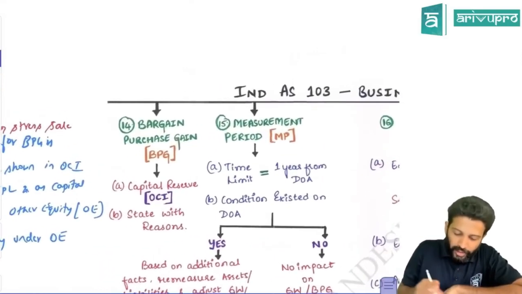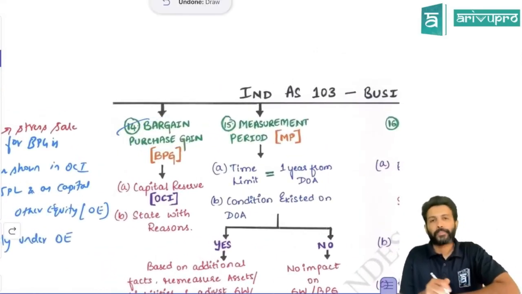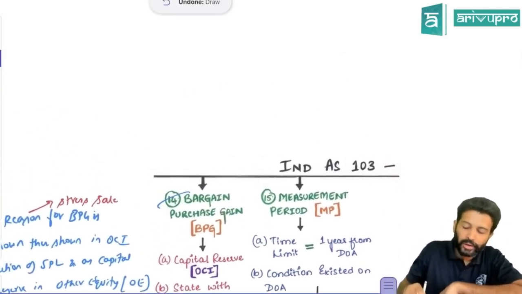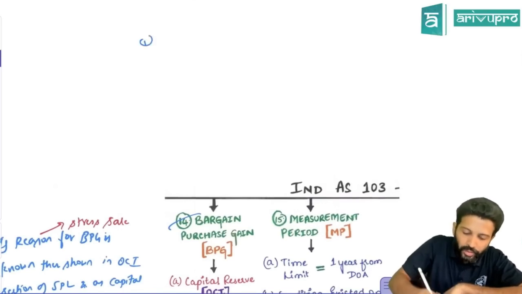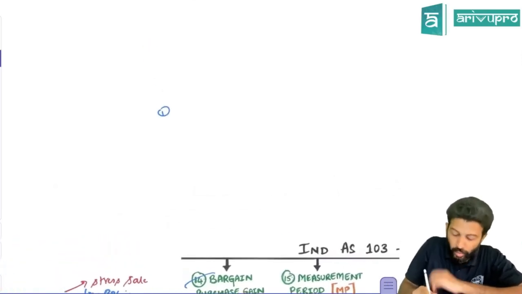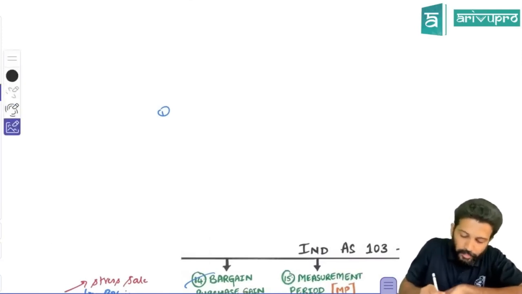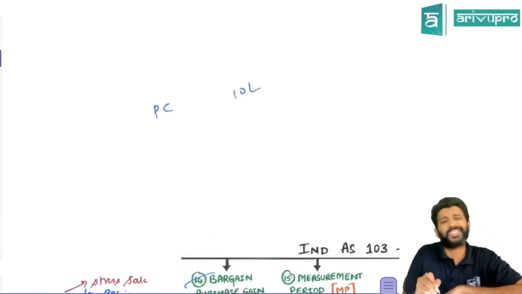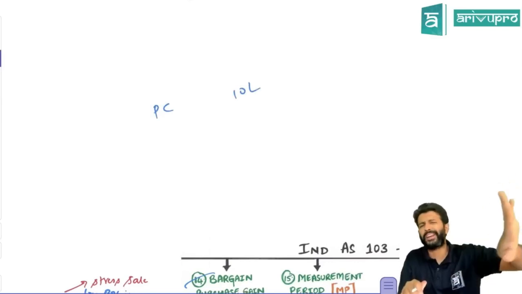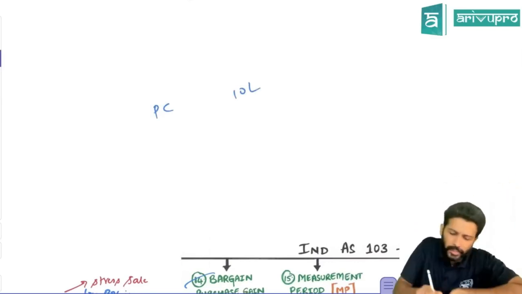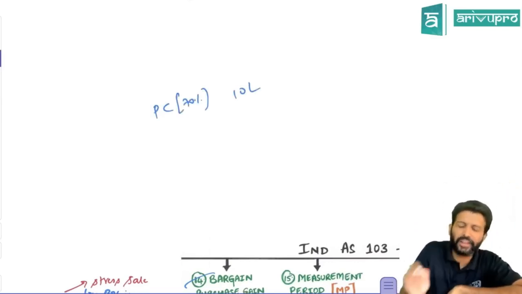Okay. Then another one is bargain purchase gain. How do you get bargain purchase gain? First of all, how do you get goodwill? In fact, in the goodwill working note, let's calculate how you get goodwill. First, calculate the PC, or maybe we'll take a small example. Let's say purchase consideration is 10 lakh. Let's assume it's a normal case, not a step acquisition at all. We purchase a 70% stake by paying 10 lakh rupees.